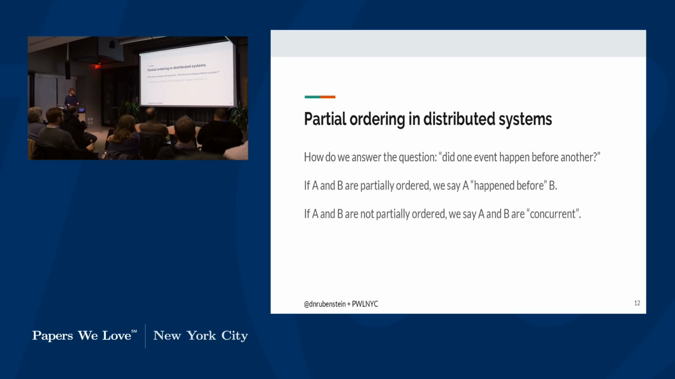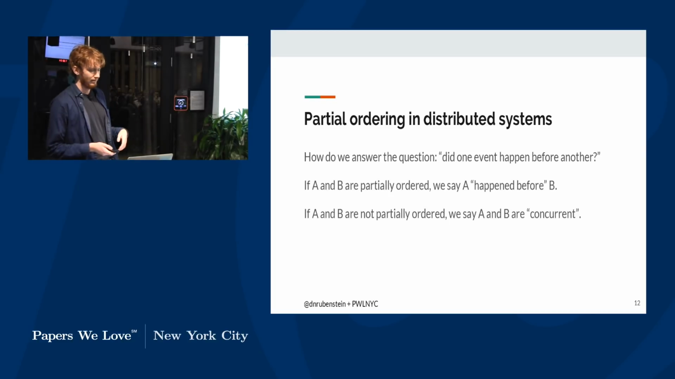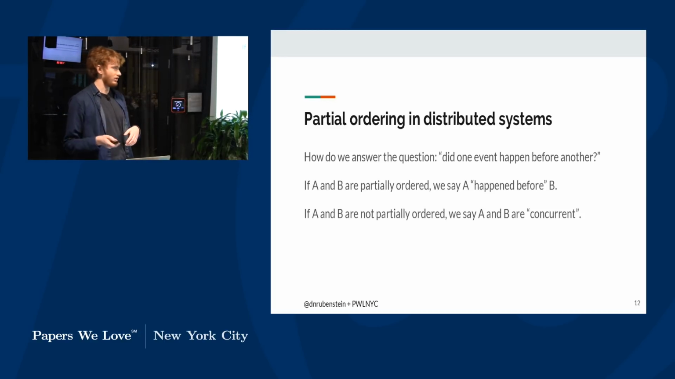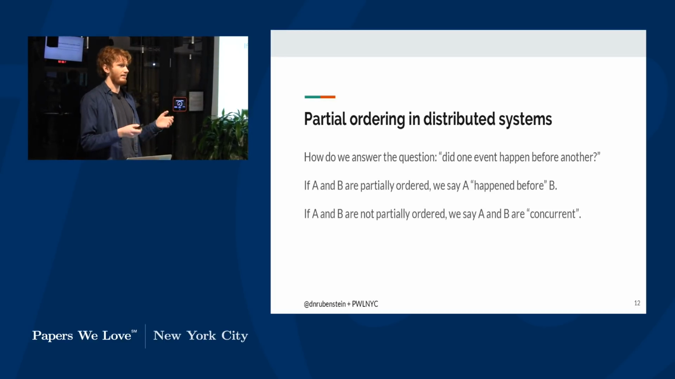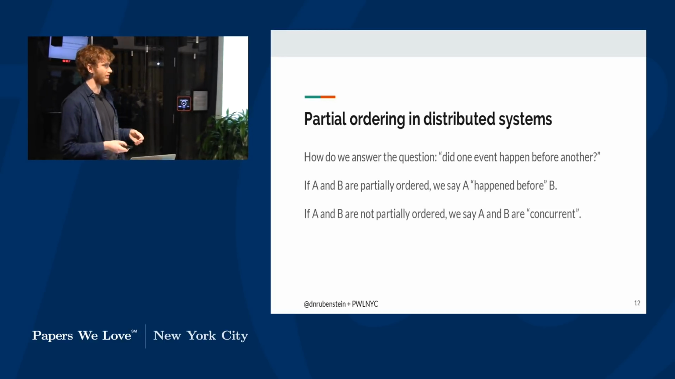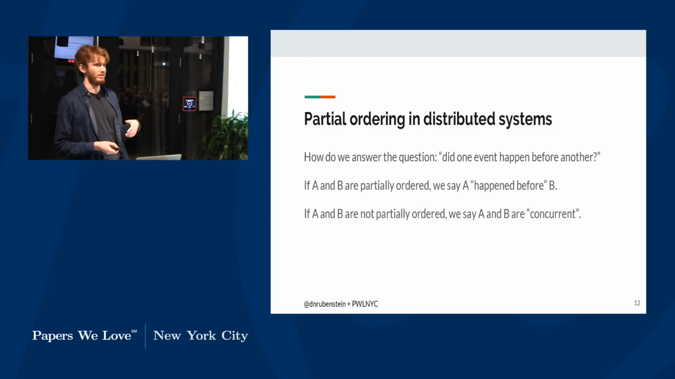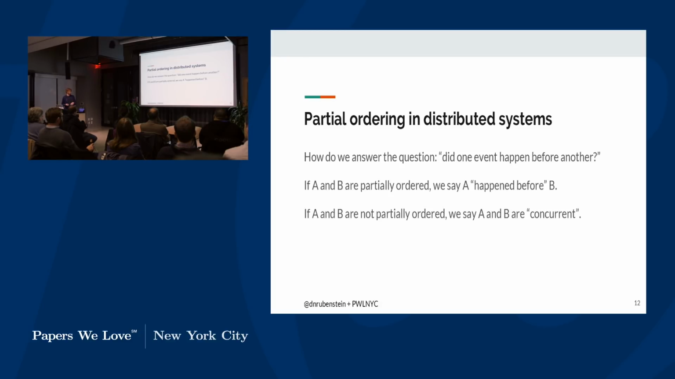And if that is the case, if we have 2 events, A and B, and A happens before B, then we say that they're partially ordered. And in the literature, we say that they have the happened before relationship. And this is something that you see in Lamport, as well as the distributed systems literature more broadly.